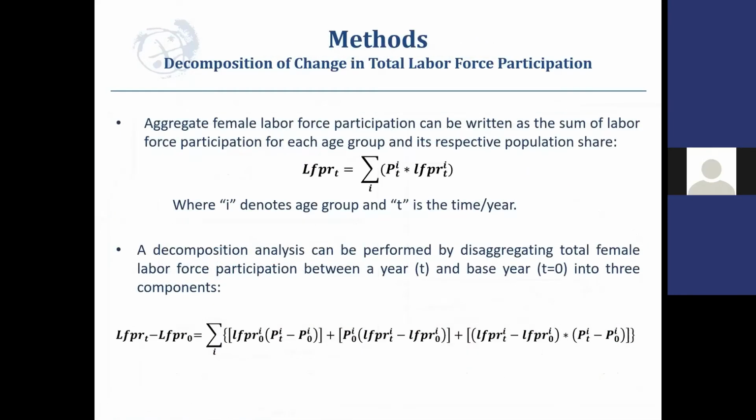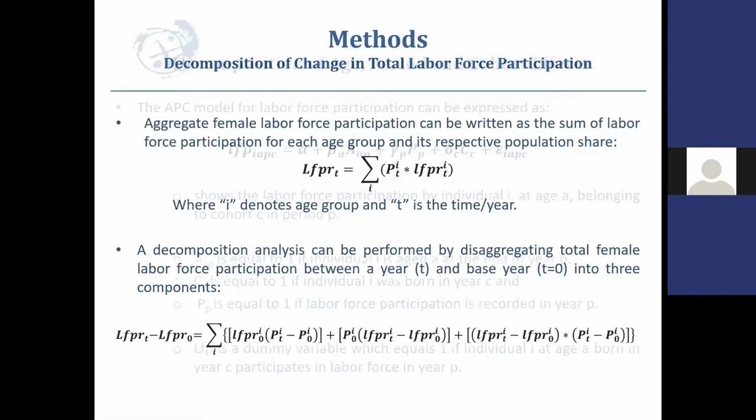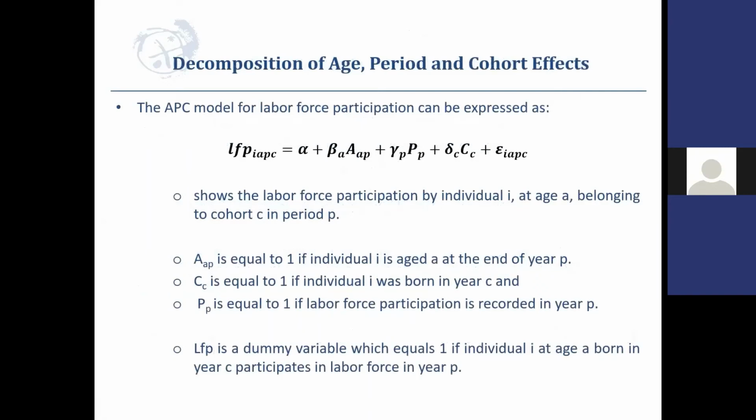The methods I used for my analysis are the decomposition methods. First is the simple decomposition that disaggregates total female labor force participation between the year T and the base year into three components. The first component in the second equation shows the population effect. Second is the behavioral effect, while third is the interaction term, which shows simultaneous changes in the first two components. The second method is the age period and cohort model, which aims to separate age, period and cohort effects for a particular outcome of interest. And here the outcome of interest is female labor force participation.